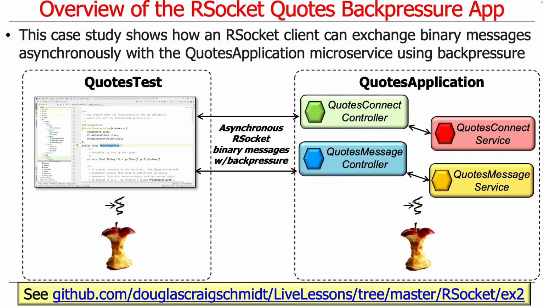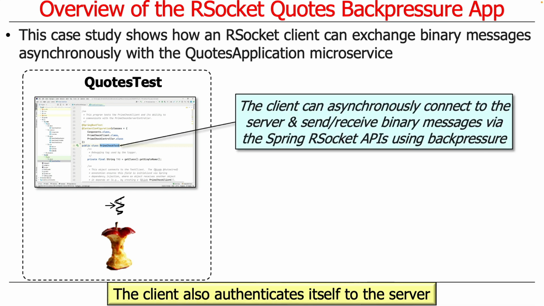So what we're going to do is have an RSocket client that's going to make requests. It's going to establish a connection initially with the controller that handles connections. Once it's connected, then it's going to go ahead and send messages to register various things, to subscribe, and then get the results back in a way that honors backpressure. So you'll see that the client can connect initially and then send these requests, and the client will authenticate itself to the server. So it'll identify who it is and give it a login name and a password, and then the server will authenticate it, and then only once it's authenticated will it be allowed to pass messages back and forth.